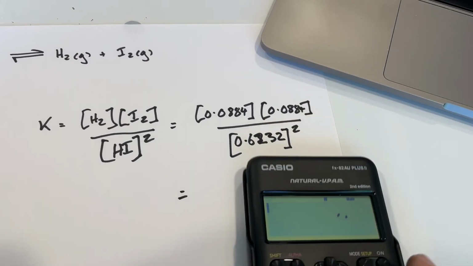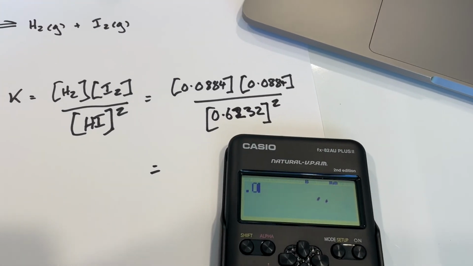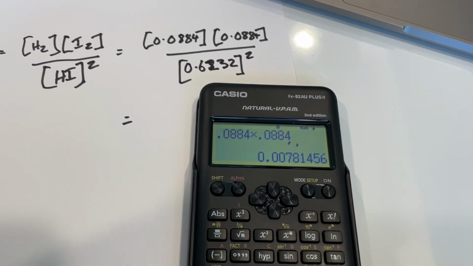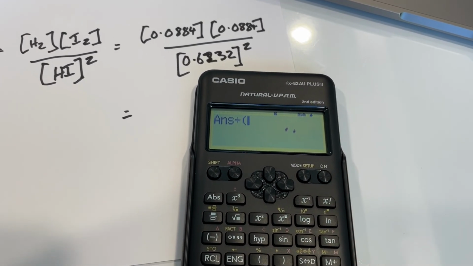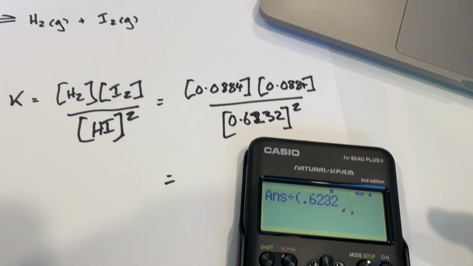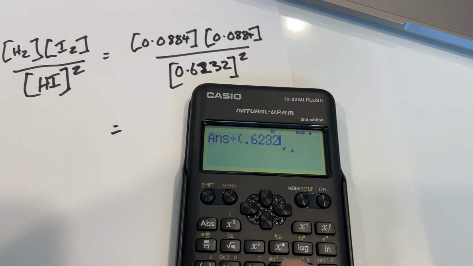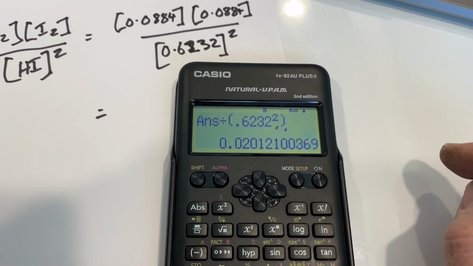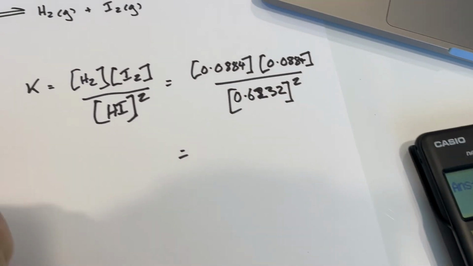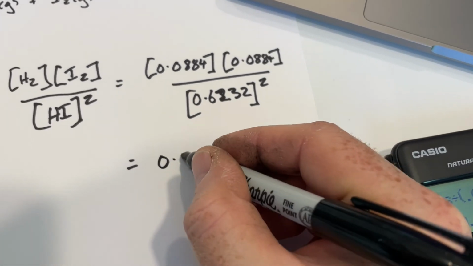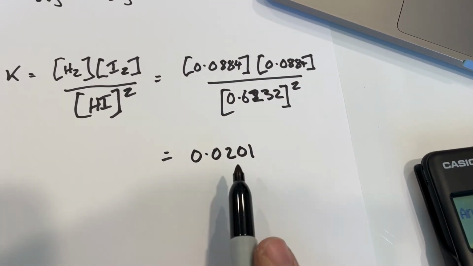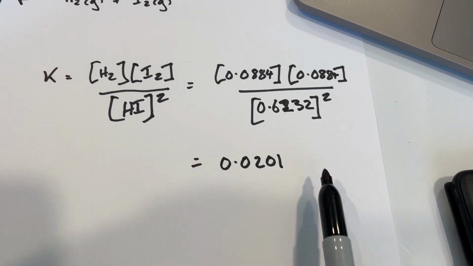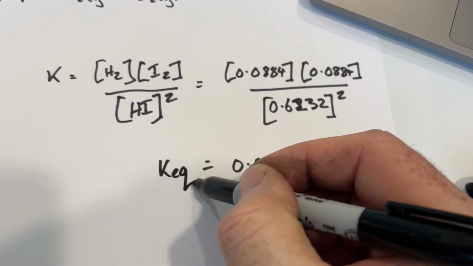So then we can put that into our calculator, and we're going to say 0.0884 times 0.0884. I'm going to put an equals in there, and divide that by, open the bracket, 0.6232, which was that number that we're chasing there. I'm going to square that number. I'm going to close that bracket. I'm going to hit equals. I've got 0.0201. 3 sig fig because my concentrations were given to 3 sig fig in the question. And remember, there's no units because this is my KEQ for that temperature.